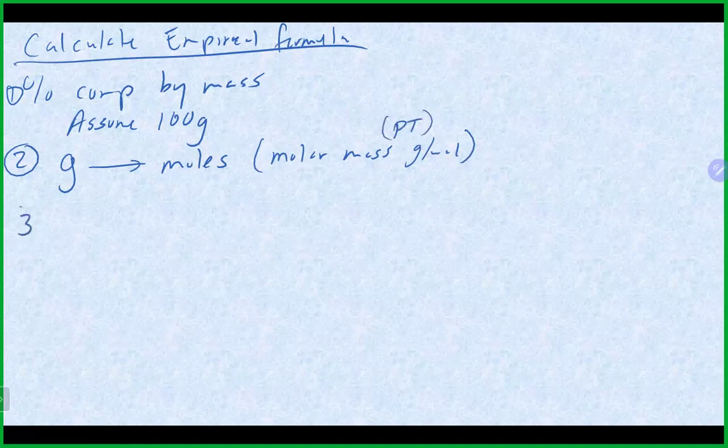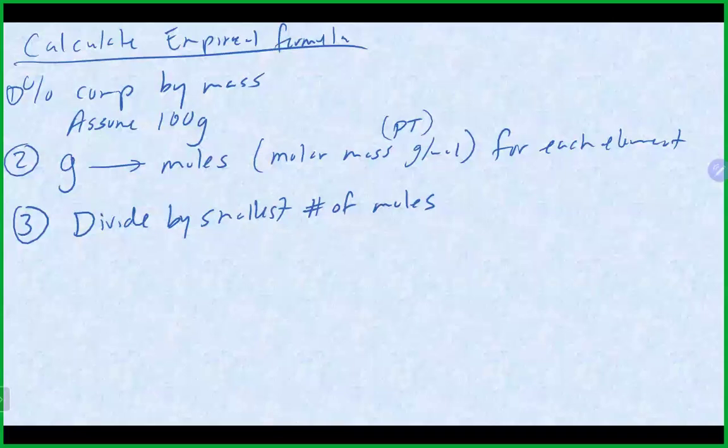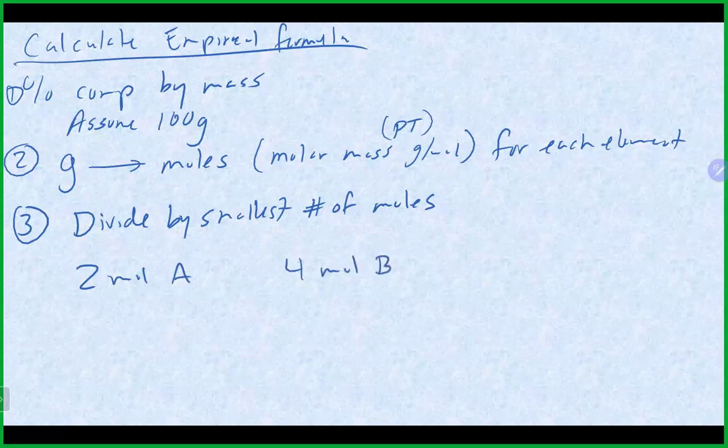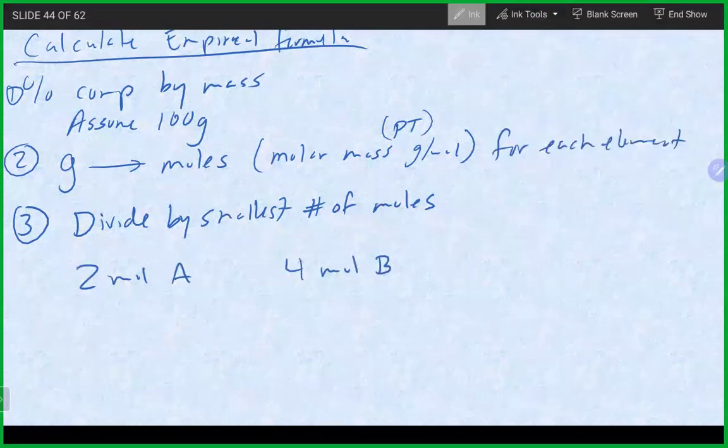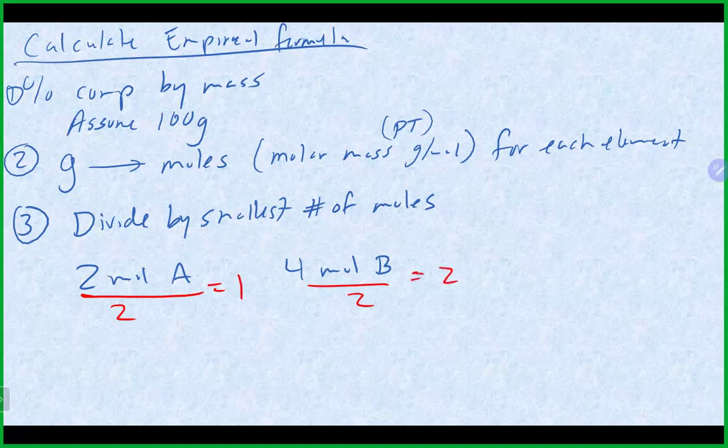Once you have the moles of each element, you're going to divide by the smallest number of moles. So for example, let's just say we got to this part and we converted everybody into moles, and we ended up at this point with 2 moles of A and 4 moles of B. What we would do in this case is divide everybody by the smaller number, which is 2. And that will give me 1 when I do it here. That will give me 2 when I do it here.